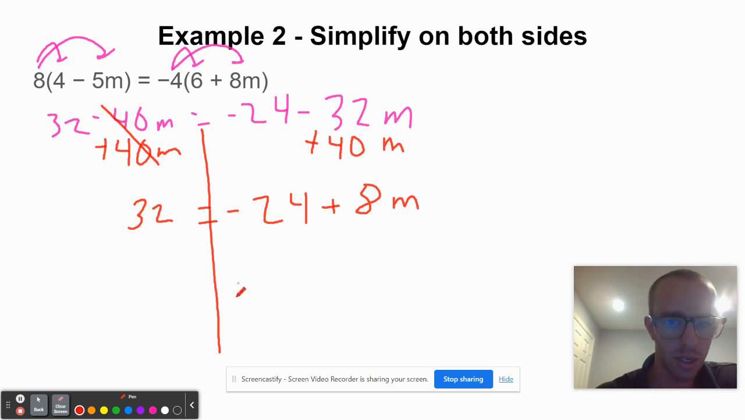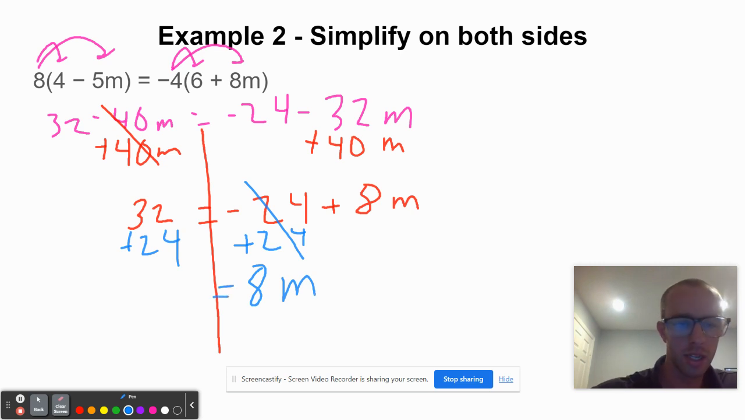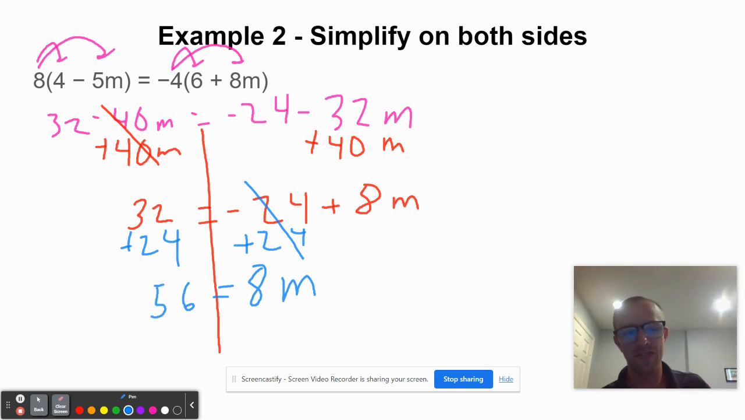Okay, so now I need to solve this two-step equation, right? I only have a variable on one side. It's 2 steps. I'm going to start by getting rid of this constant here of negative 24. It's a constant because it has no variable with it. These cancel. The only thing left on this side is 8m. And on this side, I have 32 plus 24, which is 56. And so we get 56 equals 8m.